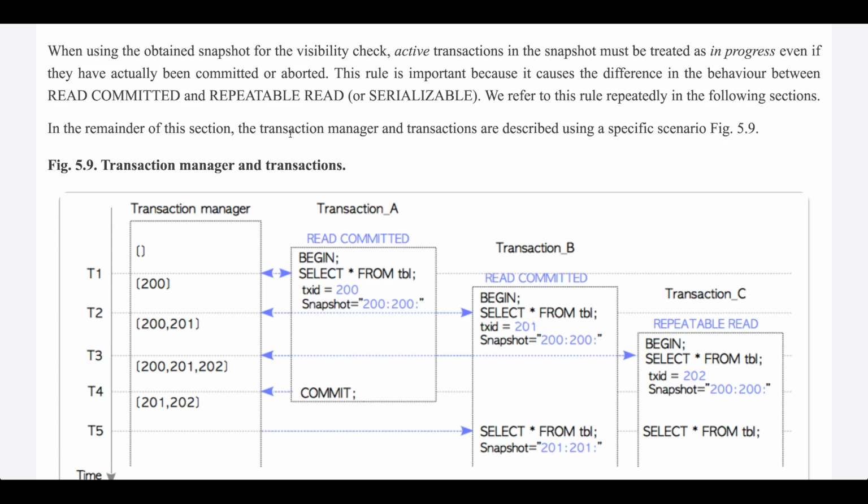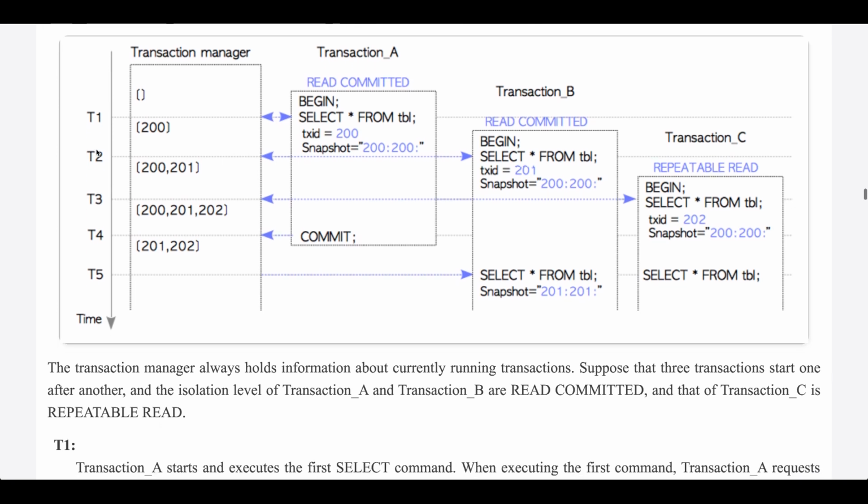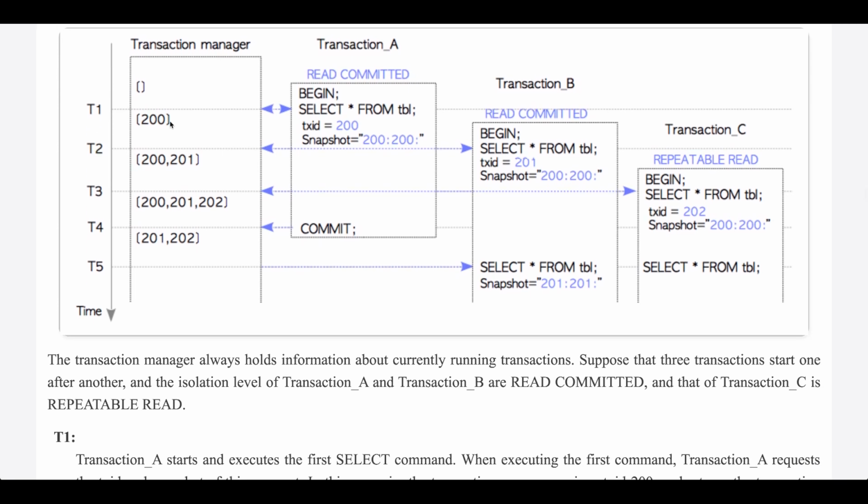In the remainder of this section, the transaction manager and transactions are described using a specific scenario in Figure 5.9. So we have 3 transactions, with a few selects and a commit. The transaction manager always holds information about currently running transactions. Suppose that 3 transactions start one after another, and the isolation level of transaction A and transaction B is read committed, and that of transaction C is repeatable read.